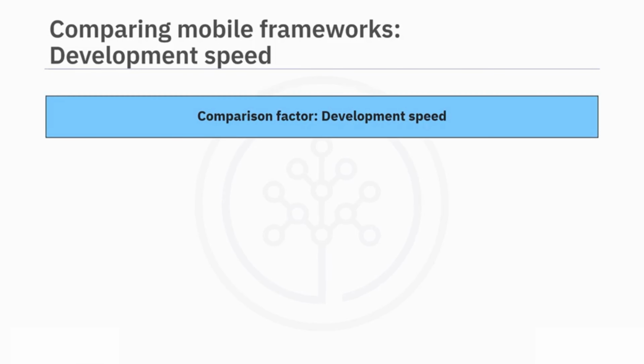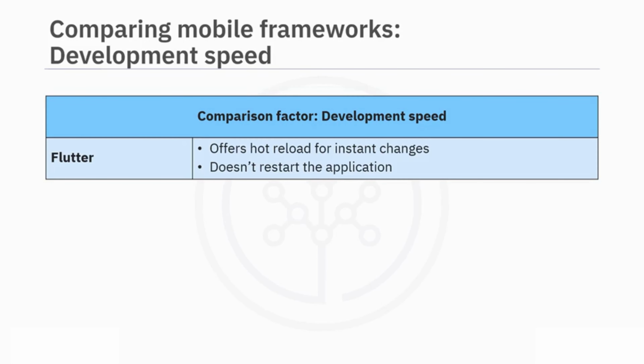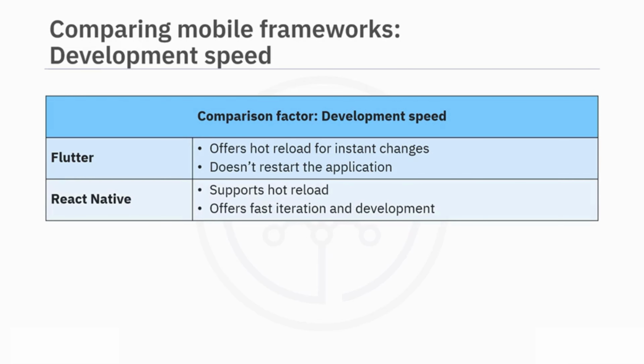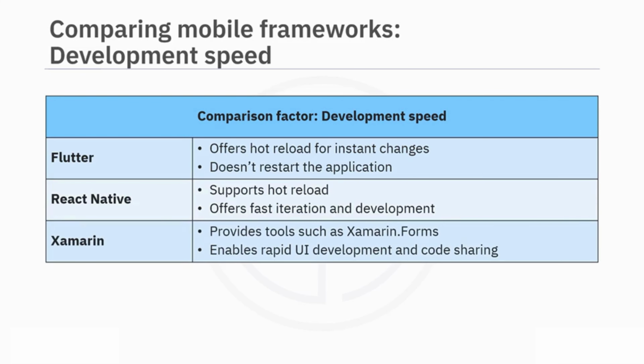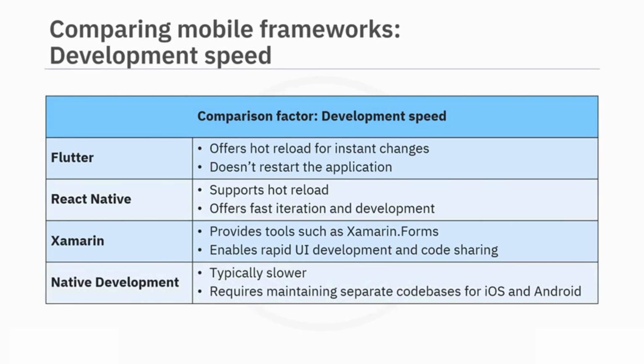When comparing mobile application frameworks in terms of development speed, Flutter offers hot reload, allowing developers to see changes instantly without restarting the application, which speeds up the development process. React Native also supports hot reload, which enables quick iteration and development. Xamarin provides tools such as Xamarin.Forms, which enables rapid UI development and code sharing across platforms, by allowing the creation of a single UI codebase that can be used across multiple platforms. Native development is typically slower because it requires writing and maintaining separate codebases for iOS and Android.